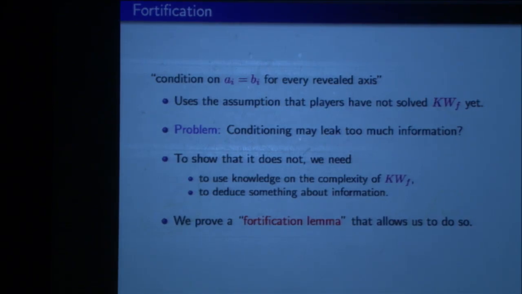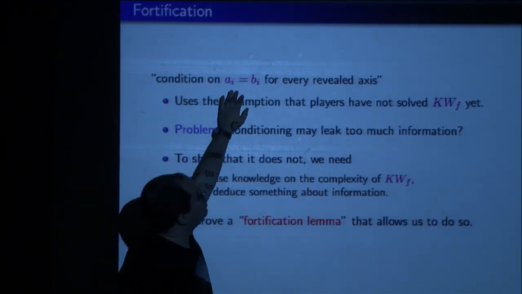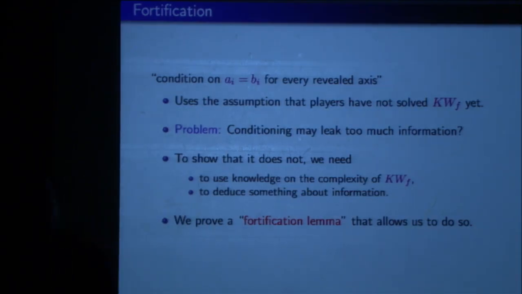Basically, it allows us to take some KW relation and to fortify it, which means to find a subrelation such that in the subrelation you can't decrease the complexity by a little while giving a lot of information. So such kind of things do not happen. And this would mean that this event has sufficiently large probability.